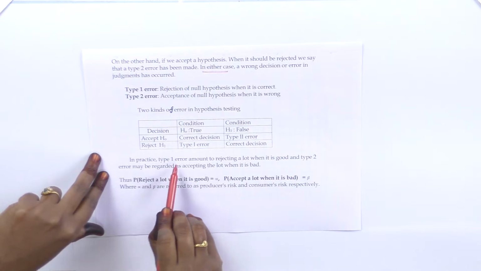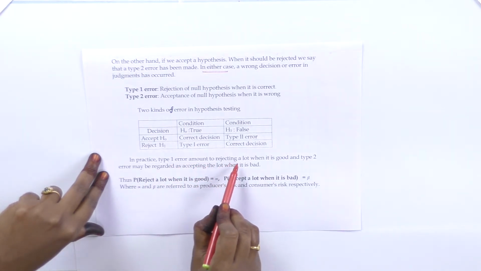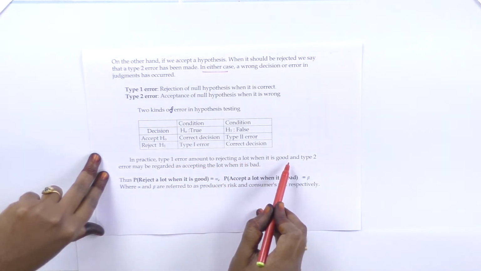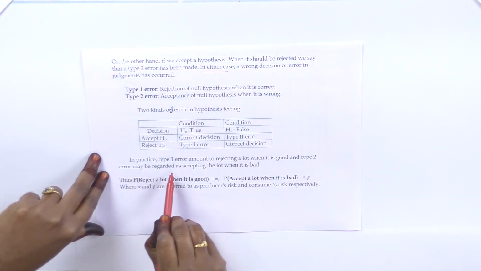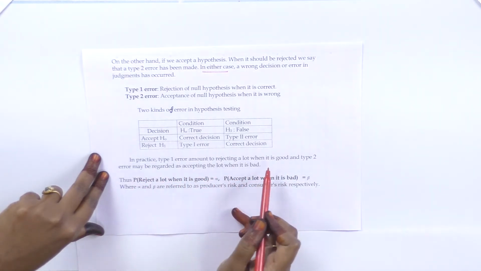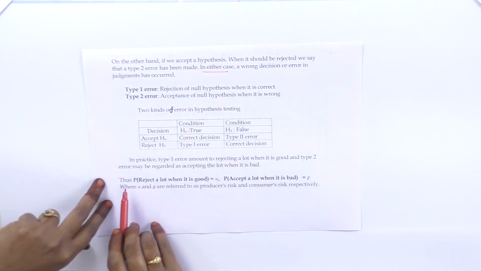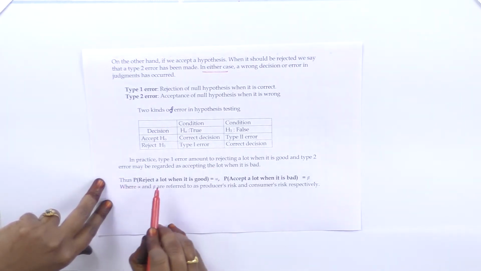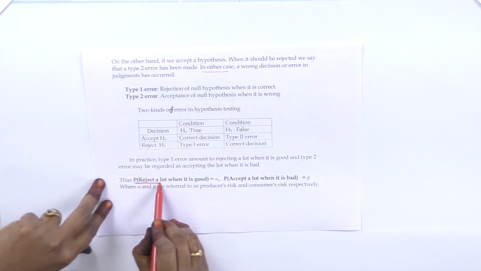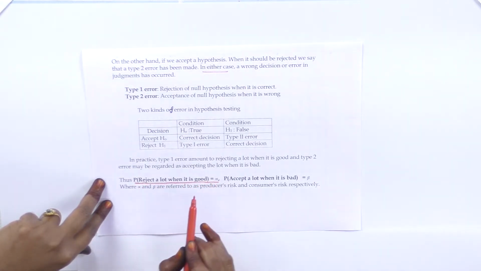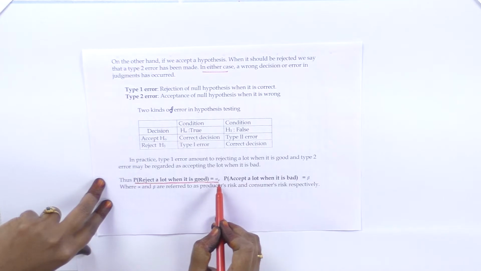In practice, type 1 error amounts to rejection of a lot when it is good, and type 2 error may be regarded as accepting a lot when it is bad. It is one example. Thus, the probability of rejecting a lot when it is good is denoted by the letter alpha, where alpha is the producer risk.